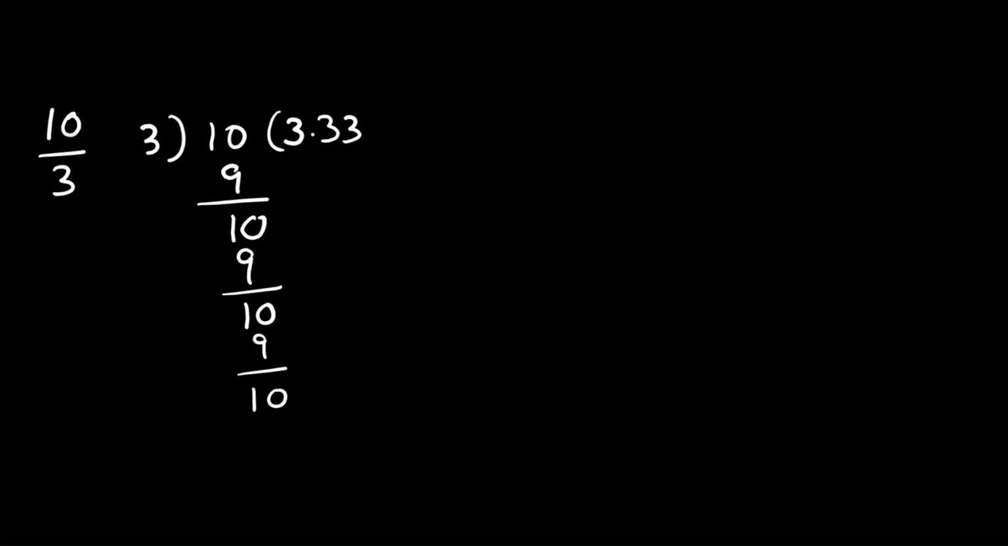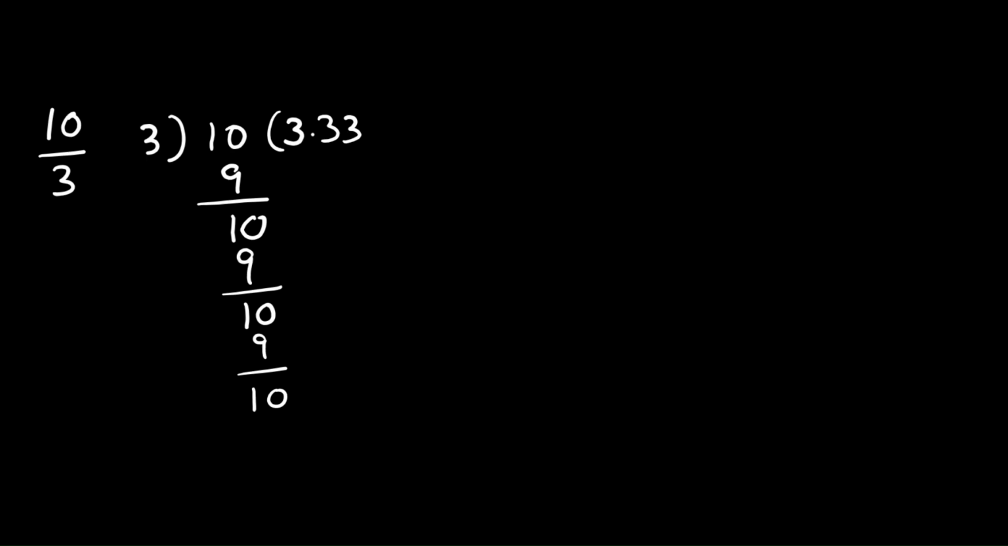And 1, 0. So as you can see, the decimal expansion, or in simple words, the division never ends here. We can keep going on and on. We keep getting the same results, and the digit 3 keeps on repeating here. So this is an example of a rational number whose decimal expansion never terminates. In other words, division never ends, and the digit 3 keeps on repeating.